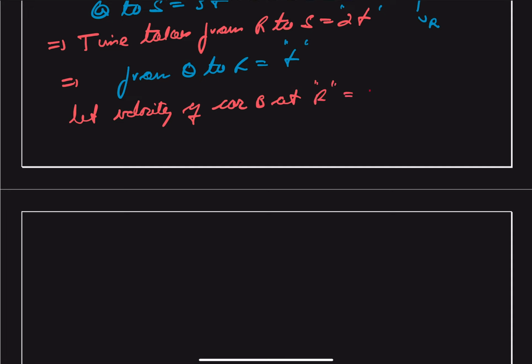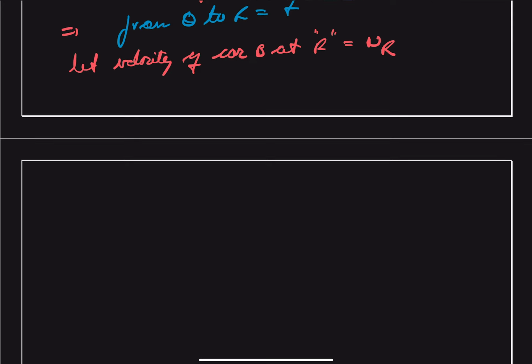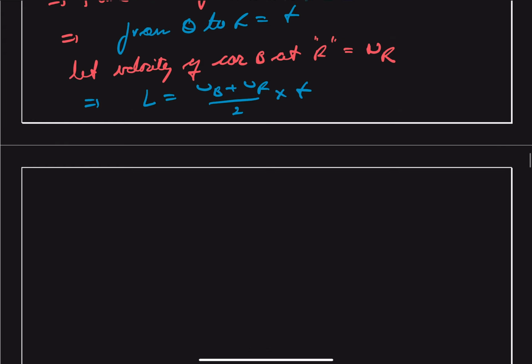So once again we can write the basic formula that the displacement is equal to average velocity multiplied by time. Okay, so we can say therefore L will be equal to (VB plus VR) divided by 2 and multiplied by time taken T. This is for from Q to R.